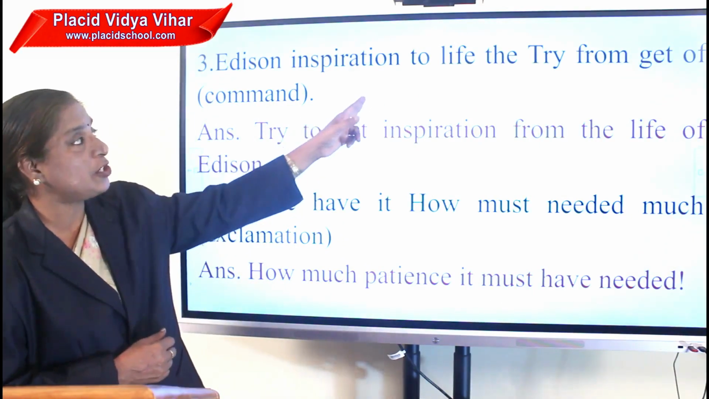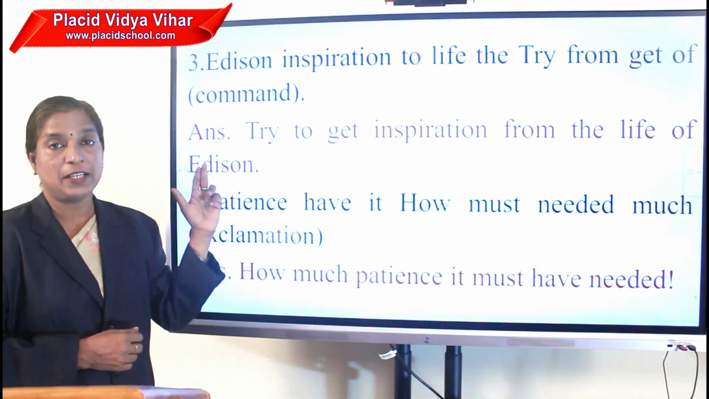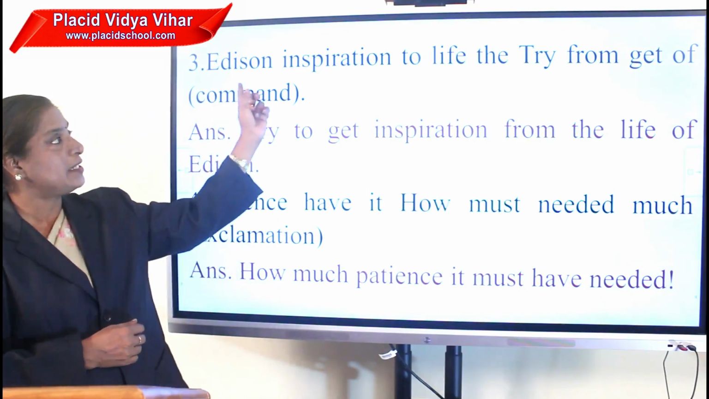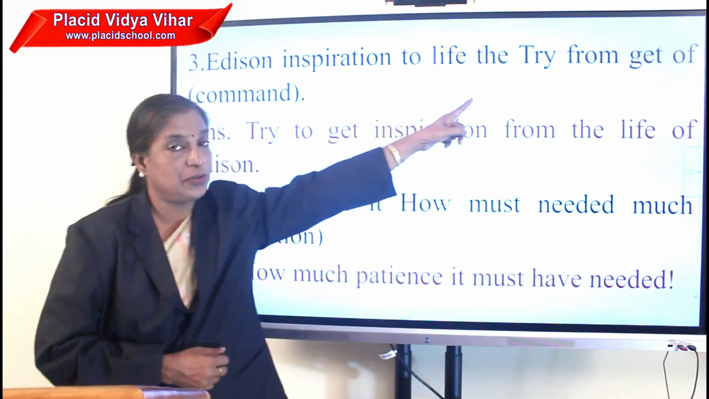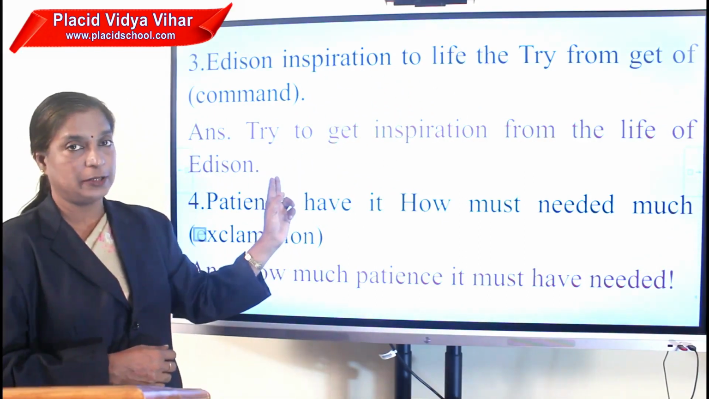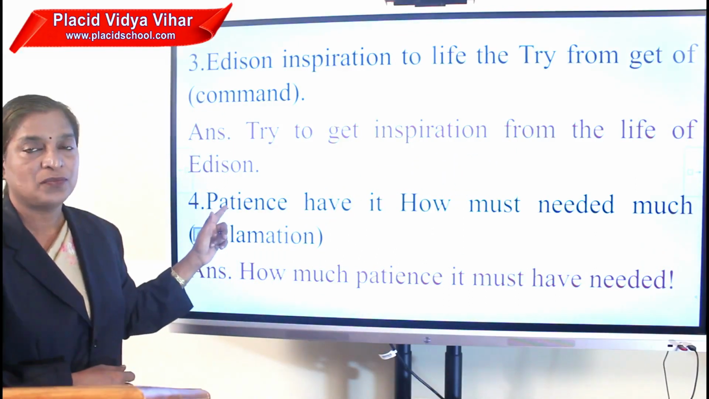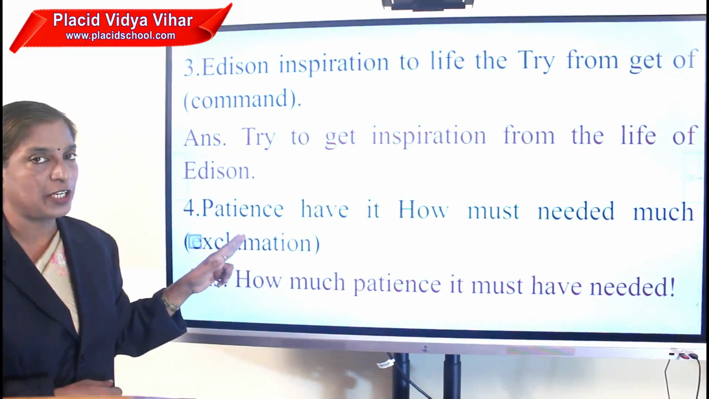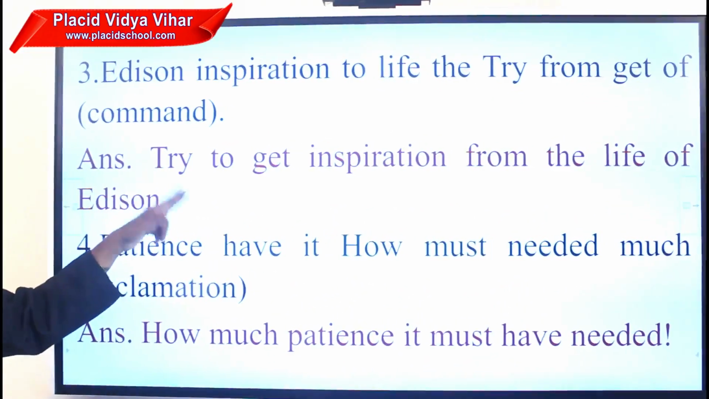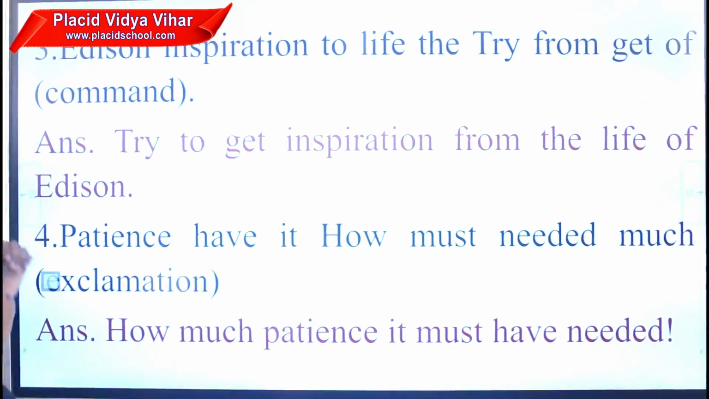Edison, inspiration, to, life, the, try, from, get, of. You have to form a command. This is an imperative sentence. So once again, start with the capital letter, try. And try to get, since this is imperative, an order. Try to get inspiration from the life of Edison. You should not form a statement or interrogative. It's an imperative sentence, a command. So begin like this. Try to get inspiration from the life of Edison.